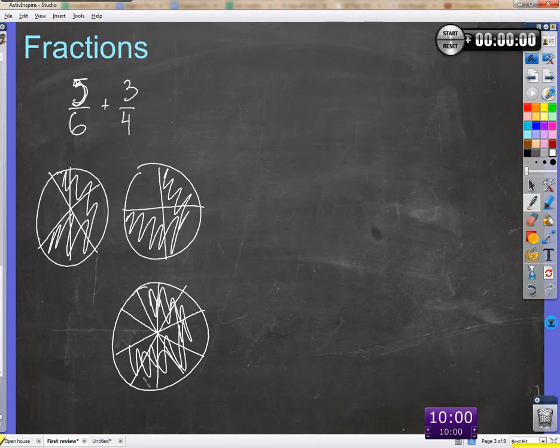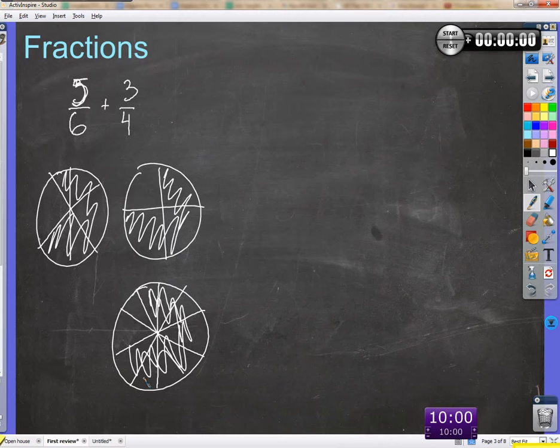But that wouldn't have gotten us anywhere. We could add them and say we'd have 8 pieces, but we don't know how big those pieces are. Okay, is that making some sense? So what do we need to do? Like we're trying to add things together. We're trying to compare things that aren't the same. They're apples and oranges. So how do we make them the same?